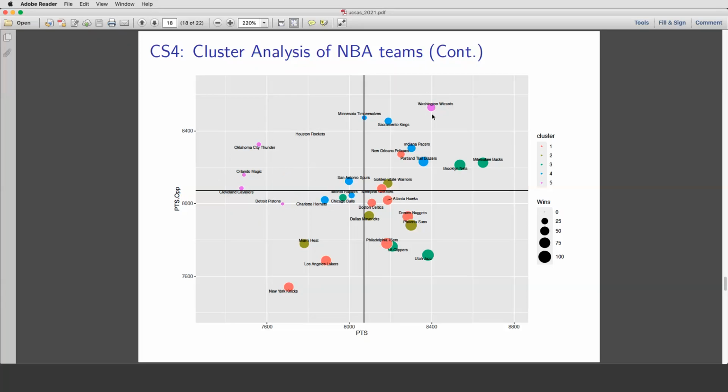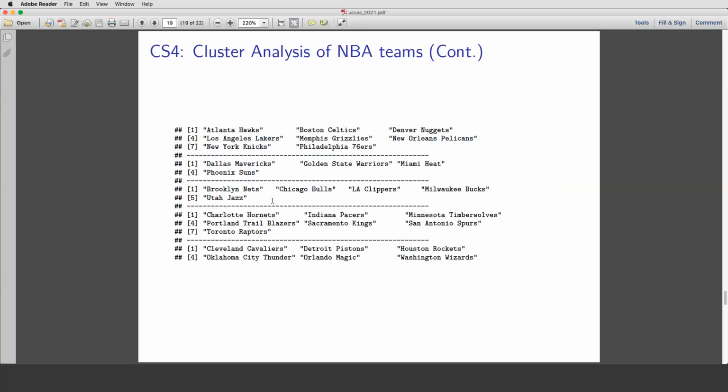And actually, I don't know if the Wizards did something similar, but they traded Russell Westbrook. So maybe they also view themselves more as a rebuilding team. I don't know. And I got a question here, a very good question from Jintao. Are the Chicago Bulls the green color? Answer, yes. So you see the Nets, Clippers, Bucks, Jazz, and the Bulls all in the same cluster.